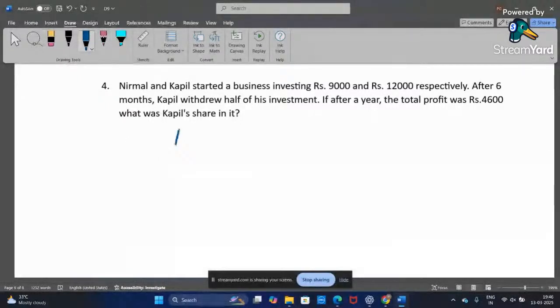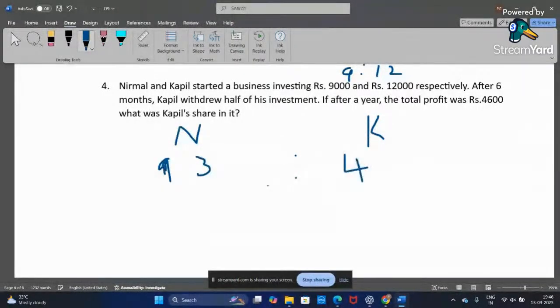Here, let us take Nirmal as N and Kapil as K. Nirmal invested rupees 9,000. Let us write directly 9,000 and 12,000, or we can write in the form of a ratio. We can directly write it as 9 is to 12, right? Then it will be 3:4. The ratio will be in the form of 3:4, right?